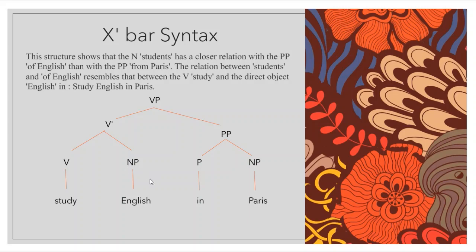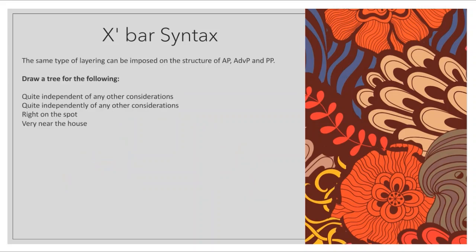But here the closest constituent to this study is this NP, which means that English is the complement of this verb study. Okay, so I hope it's clear.